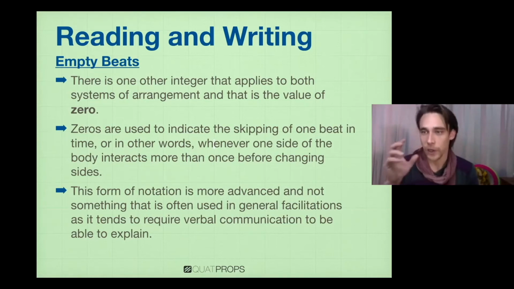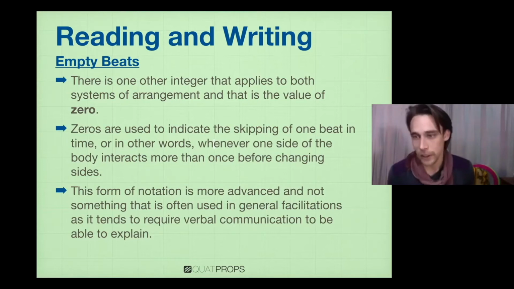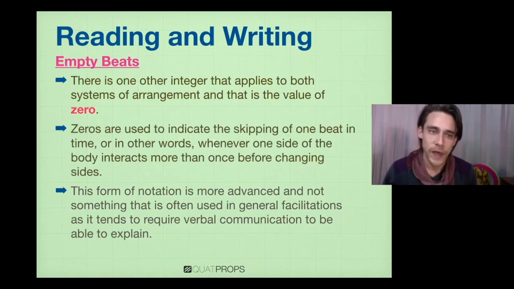So if I don't use the hand, if I want the person to use the same hand twice, then I'll put a 0 to show an empty beat. I did not use that hand. The other hand took that turn, right? And it works the same in site swap as well. So 0s are used for that, but you won't see them so much. It's not in our composition.